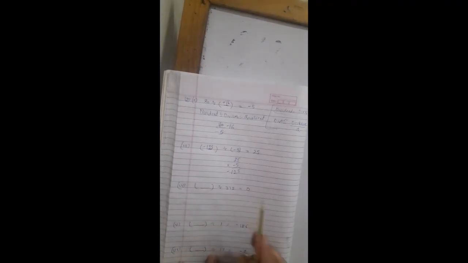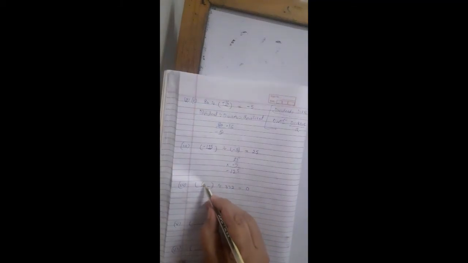Now in the next one, again you have to find the dividend, and the quotient you are getting is 0. So when do we get 0? When the dividend is 0 and we divide with any number, you get 0 only.